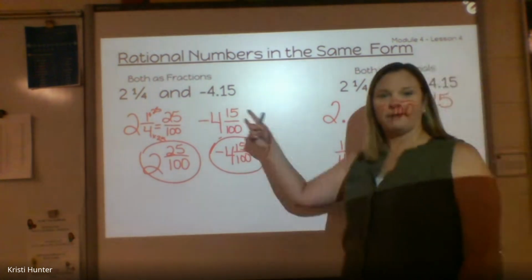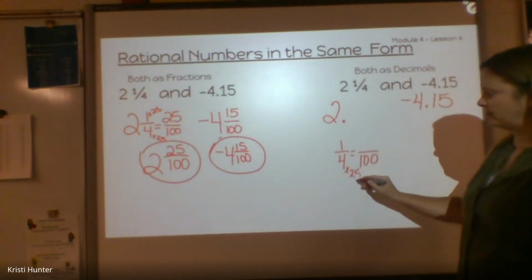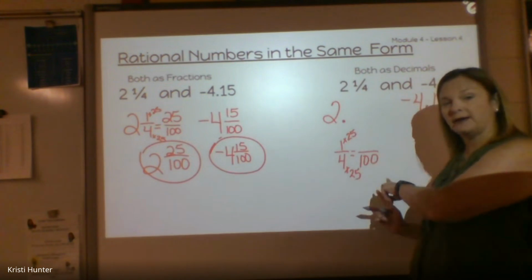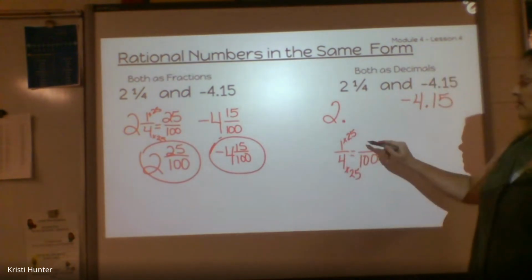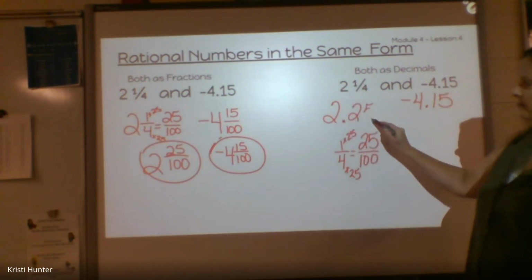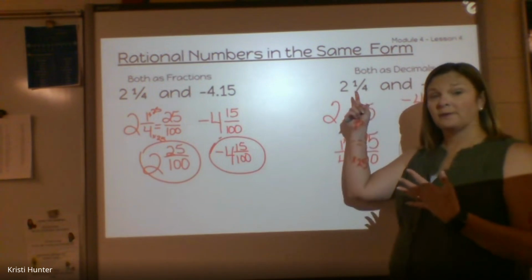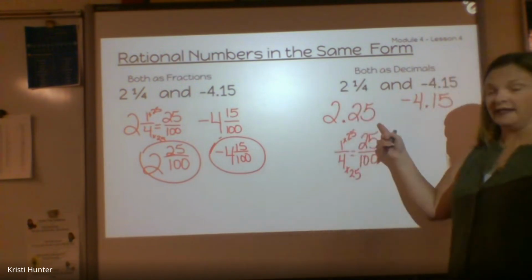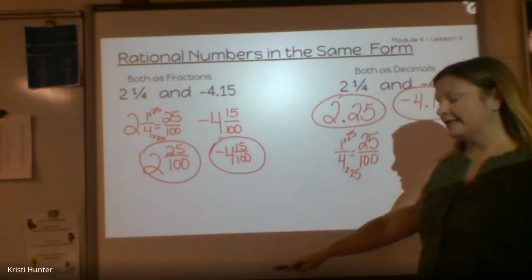And this is the same problem that we did over here on this side. 4 times 25 will get me to 100. So times 25 on the top, because whatever I do to the bottom, I have to do to the top. Remember that from simplifying your fractions. So then I get 25 hundredths, so 2.25. The shortcut is if you're thinking about quarters, because we know 4 quarters makes $1 and you only have 1, that's just 25 cents. But either way, here are my 2 decimals that I can now compare.